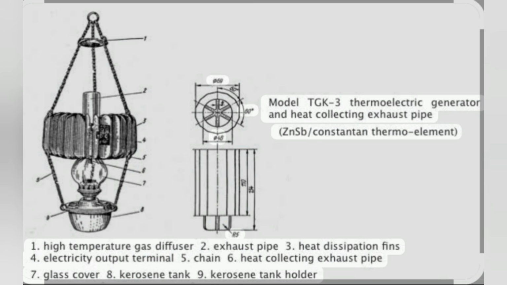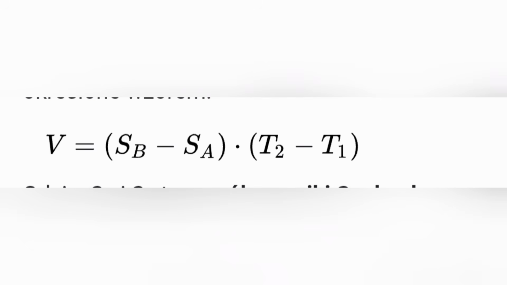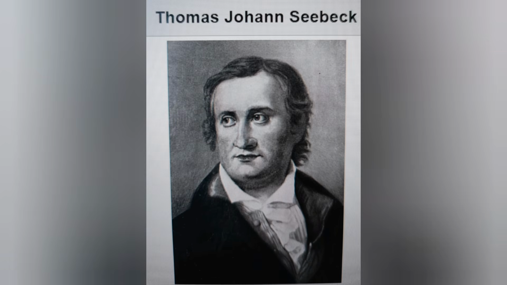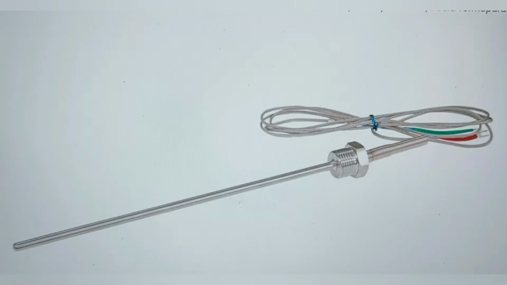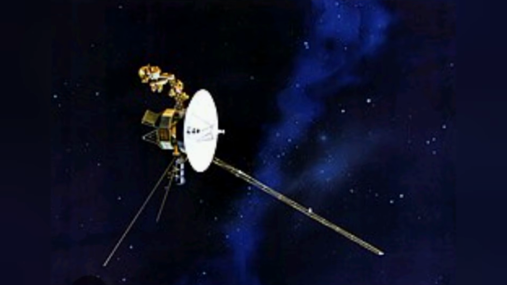The generator utilized the Seebeck effect, a thermoelectric phenomenon that involves the generation of an electromotive force in a circuit containing two metals or semiconductors when their junctions are at different temperatures. Discovered in 1821 by the German physicist of Estonian origin Thomas Johann Seebeck, this phenomenon is used in thermocouples among other applications.